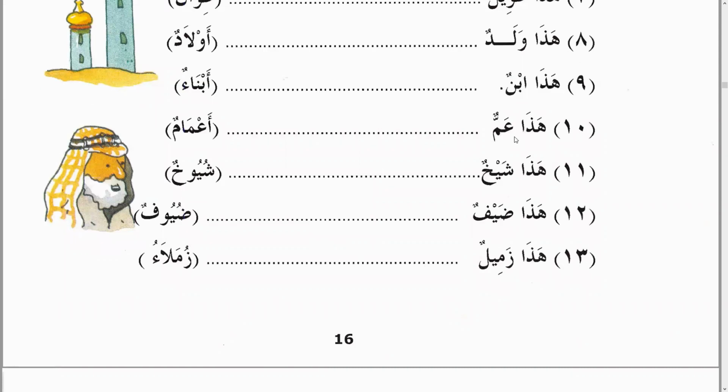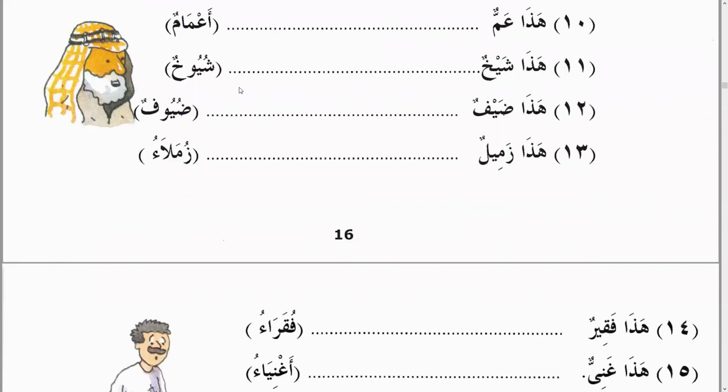Hada ammun. This is an uncle, father's brother. Amamun, same af'alun pattern. Uncles. Shaykhun, shuyukhun. Shuyukh. Now this is another pattern, fu'ulun. These three are one pattern. Shaykh, old man, or a scholar is called a shaykh.